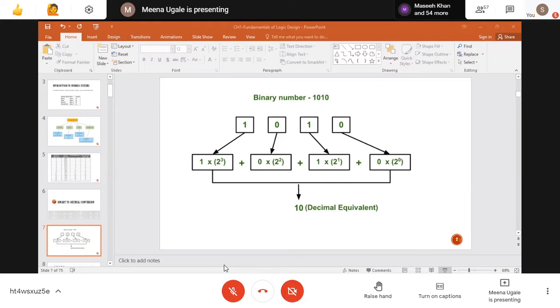So 0 multiplied by 2 raised to 0 gives answer 0. 1 multiplied by 2 raised to 1, and 2 raised to 1 is 2. 2 raised to 2 is 4. Likewise, I am multiplying and adding to get the final number. 2 raised to 3 multiplied by 1 is 8. This is 0. This is 2. So 8 plus 2 will be 10, because this is also 0. So finally, 1010 in binary is equal to 10 in decimal.